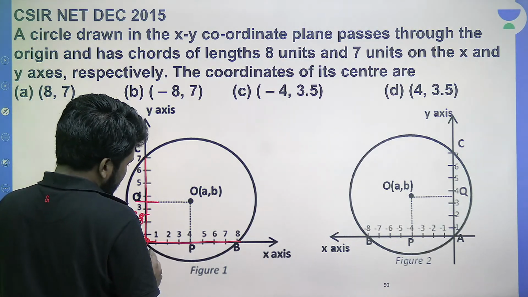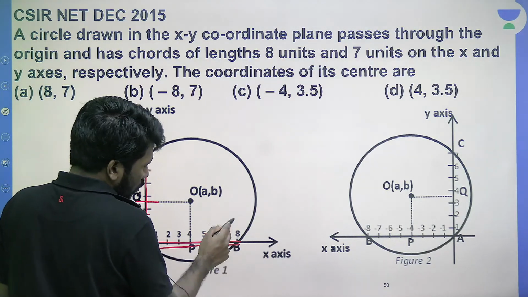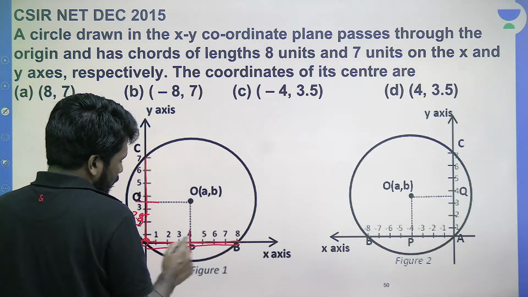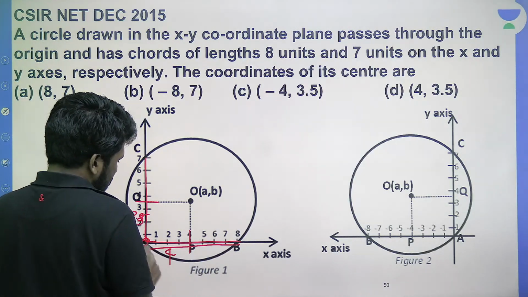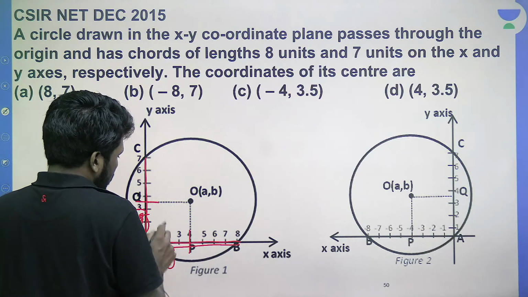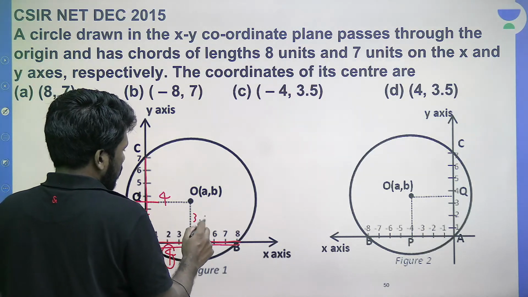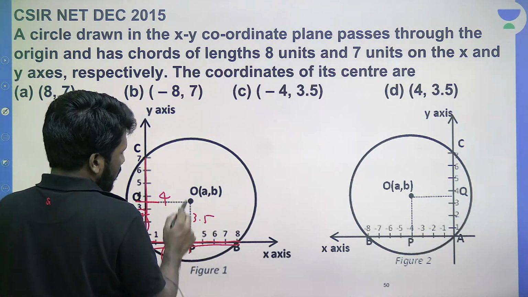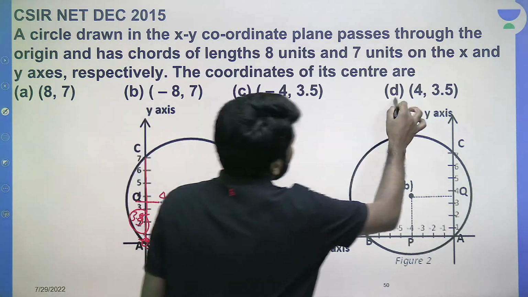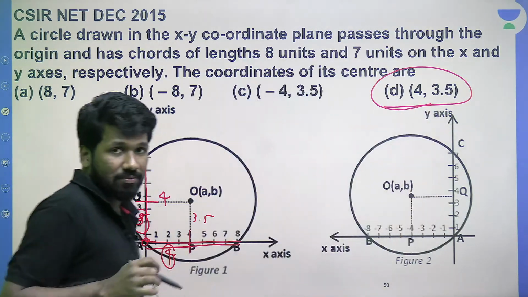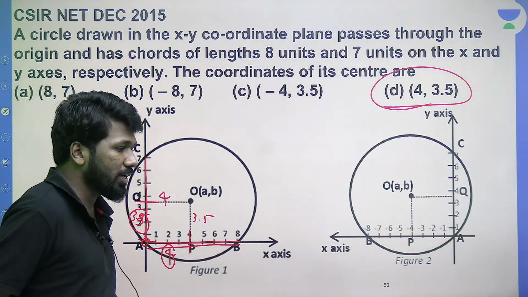And what is the horizontal distance? Horizontal distance, ये पूरा कॉर्ड का लेंथ 8 है, वो 8 का आधा 4 होगा ना horizontal distance. ये 3.5 ये 4 है तो you can say this is 4 and this is 3.5. So horizontally 4, vertically 3.5. So for 3.5 is a possibility. But is it the only possibility?